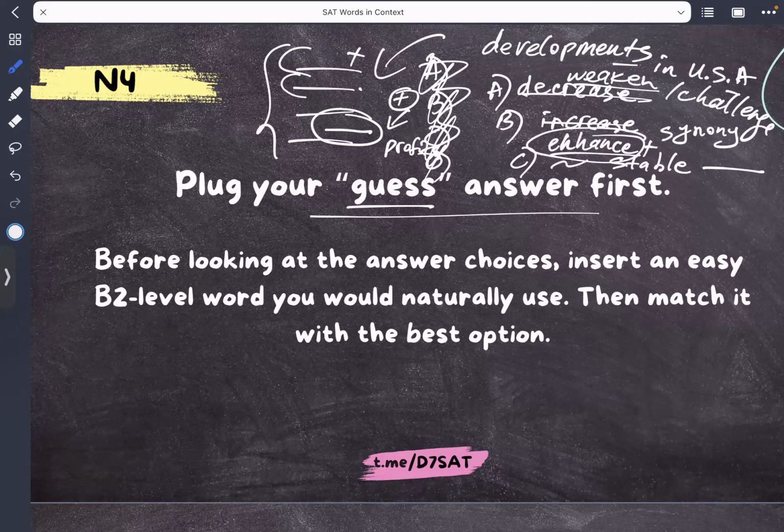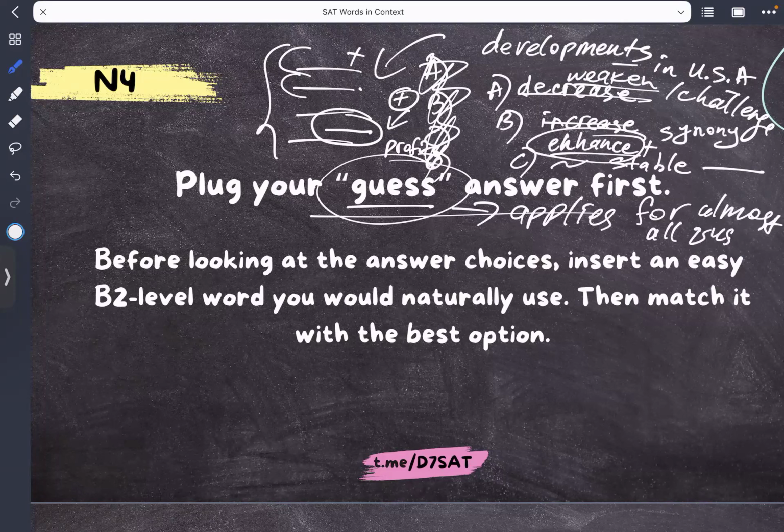Before looking at the options, basically, it's not limited to guess answer, and not limited to words in context only. It applies for almost all questions, all question types.